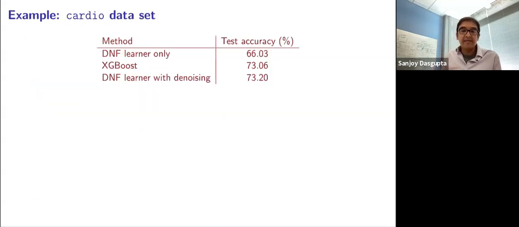I'll just show you a quick example, and then we can talk about denoising, which is the really important part. Okay. So here is the cardio data set. It has about 60,000 points. There's a lot of stochasticity in this data, so there's no hope of getting a perfect classifier.